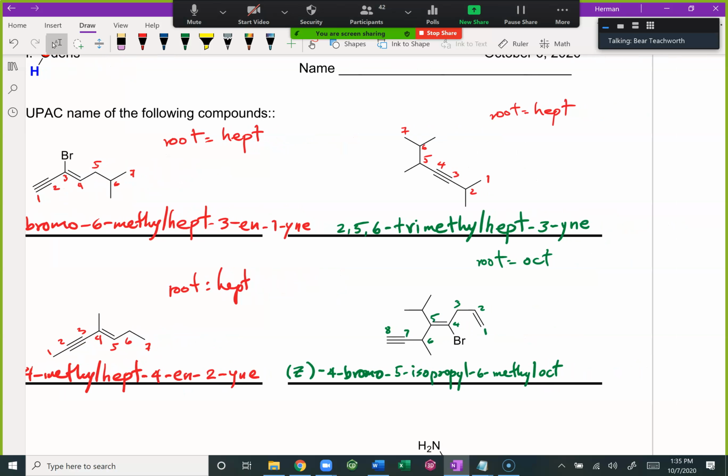4 ene. No, how many? So check this out. How many enes do you have? Oh, sorry. 2, right? 2. Yeah. So it's going to be a 1,4 diene. Yes, this is a diene.